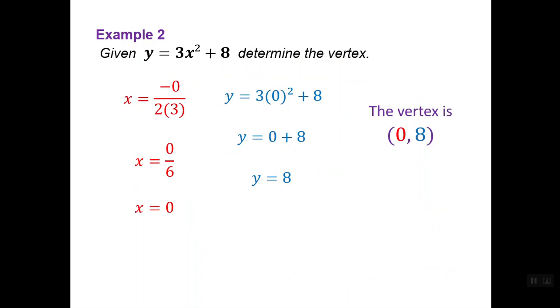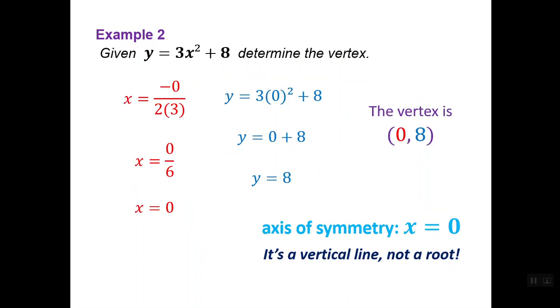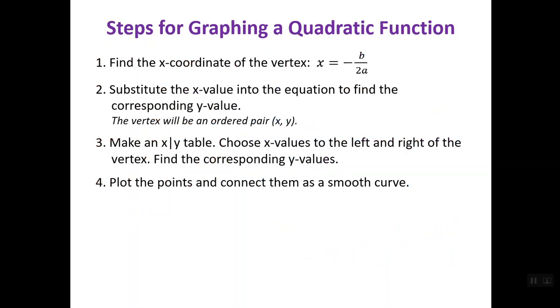And if we want to think about the axis of symmetry, it's the vertical line passing through that point. So the axis of symmetry is the equation x equals 0. Now don't confuse this with a root, even though it's written with the same notation. This is the equation of a vertical line that happens to look just like writing a root.